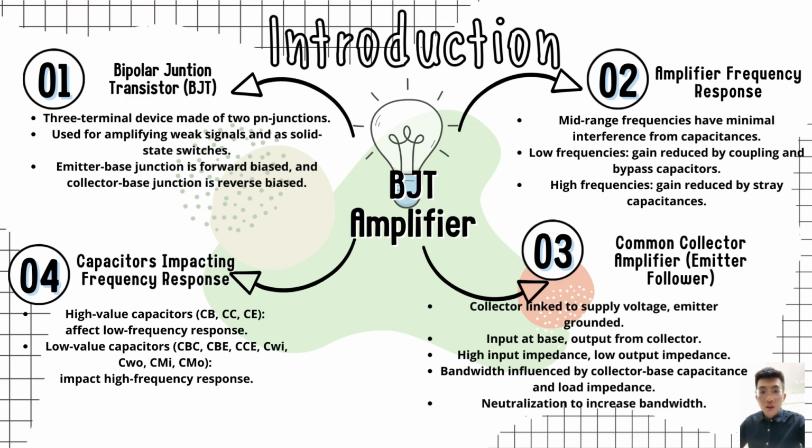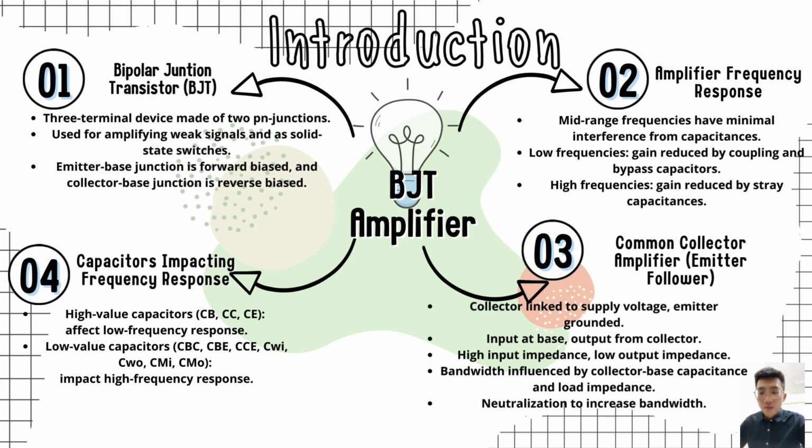Then the second is amplifier frequency response. For the mid-range frequency, there is minimal interference from the capacitors. As we know, there is lower frequency and higher frequency. In the lower frequency, the gain is reduced by the coupling and bypass capacitors. For the high frequency, the gain is reduced by the stray capacitors.